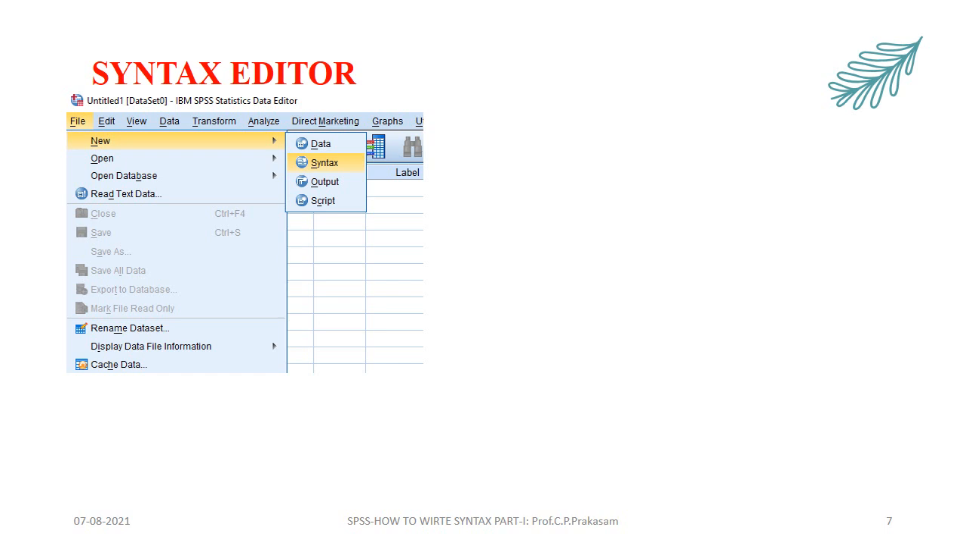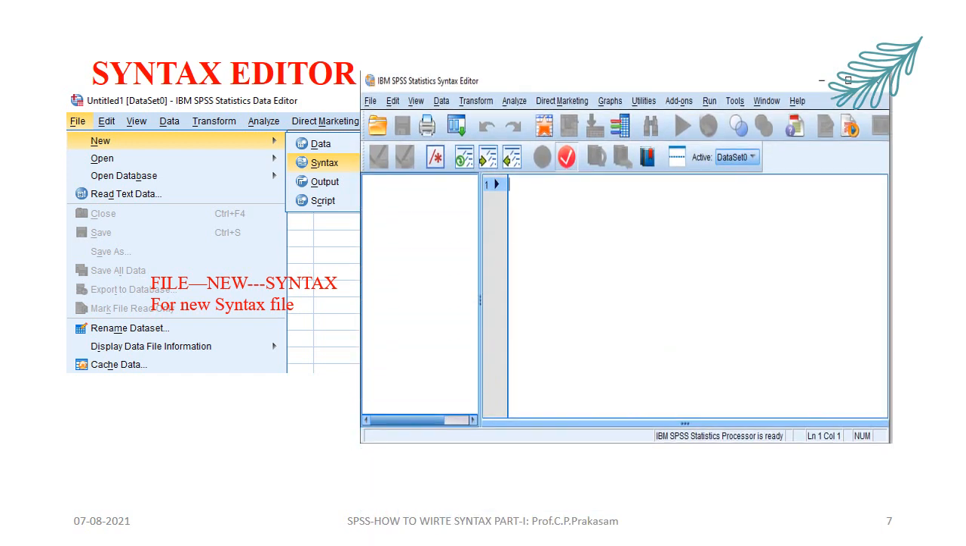Here, how to get a new syntax editor? Go to the file, new syntax, click that, then you will get the editor here. Suppose you are using an existing syntax file, then go to the file, then open, and after opening it, you will get the syntax editor.